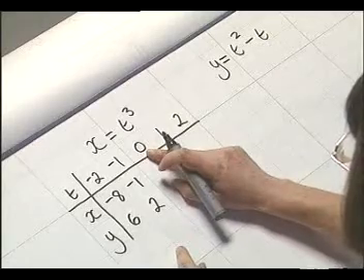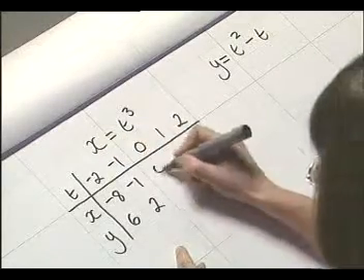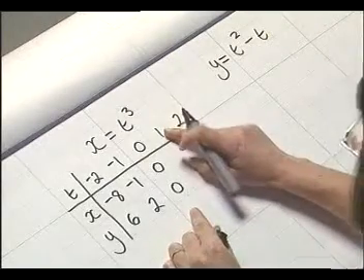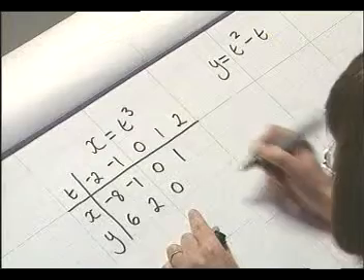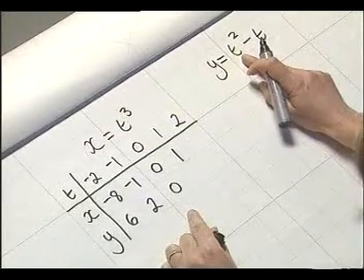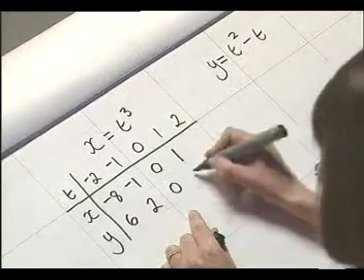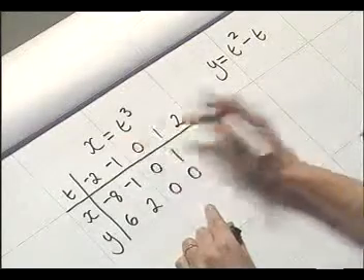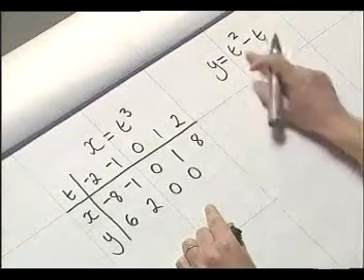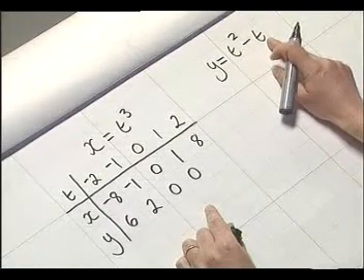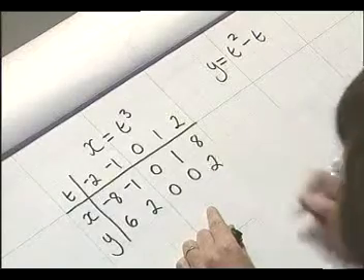When t is 0, then x is 0 and y is 0. When t is 1, x is 1. And when t is 1, y is 1, take away 1, giving us 0 again. When t is 2, then x is 8. And when t is 2, y is 2 squared, 4, take away 2, giving us 2. So let's plot the curve.